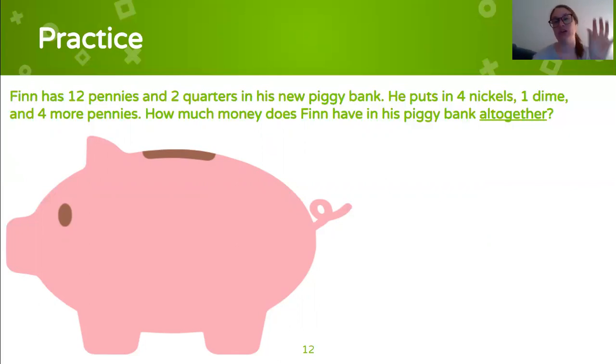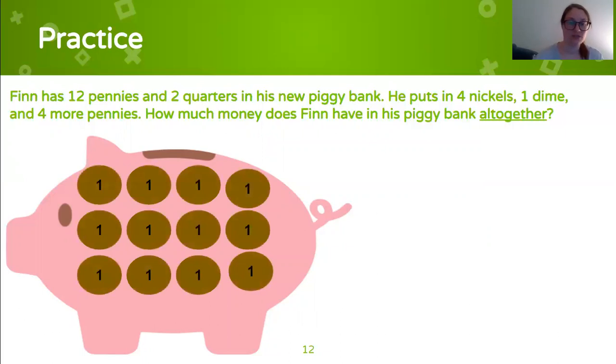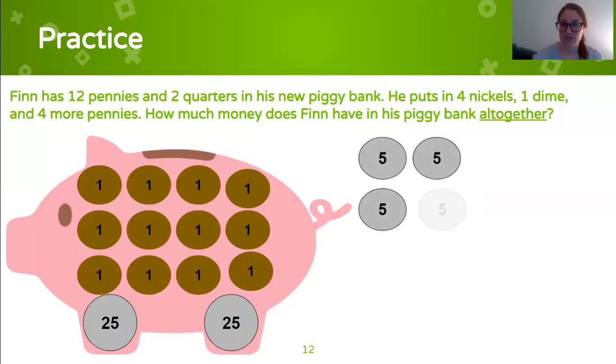We want to find out how much is already in the piggy bank and how much we're putting in. So let's go ahead and do the piggy bank part first. So how many pennies does he have in the piggy bank? Yep, 12. Let's go ahead and add 12. And how many quarters? Look back to the word problem. That's right, 2 quarters. Okay, he's going to put in 4 nickels and 1 dime and 4 more pennies.